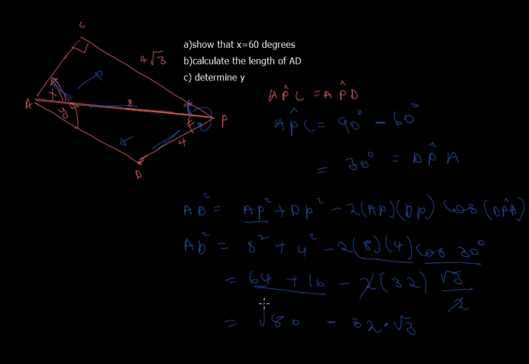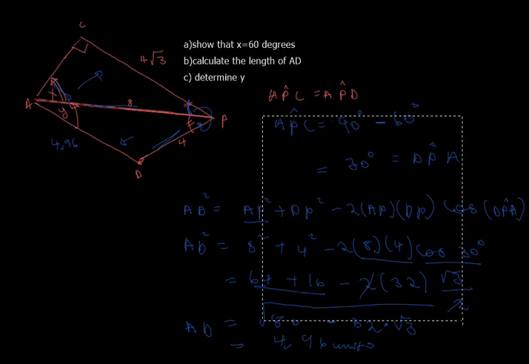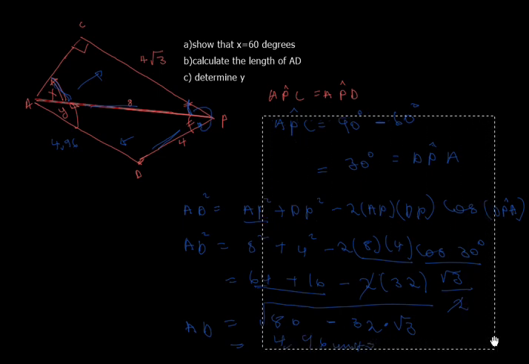Now let's just square both sides. This can give us 4.96 units. You can write it over here, 4.96. Now let's move on to part C.